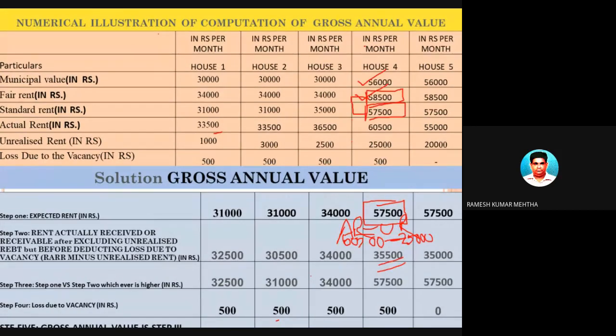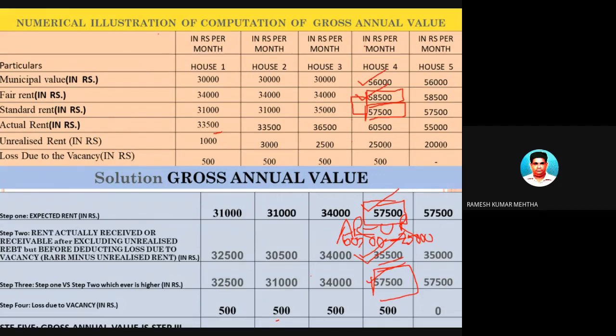So that is step number 2, actual amount received or receivable. So step number 2 is over. Step number 3, compare step number 1 with step number 2, and among them whichever is highest, which is 57,500. So compare 57,500 with 35,500. Among them whichever is highest is 57,500.